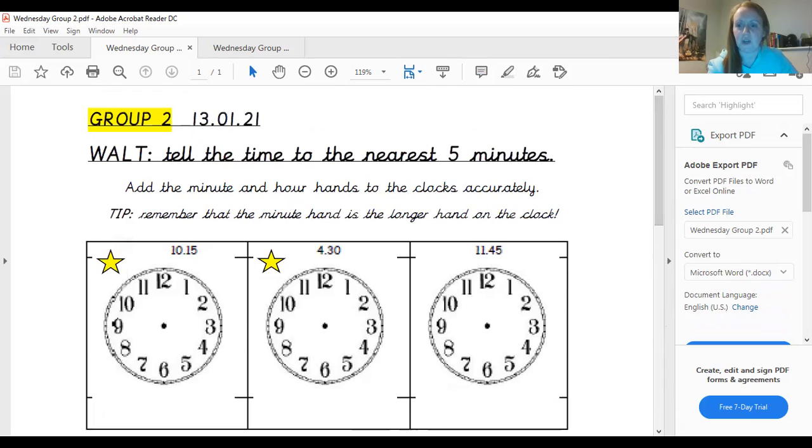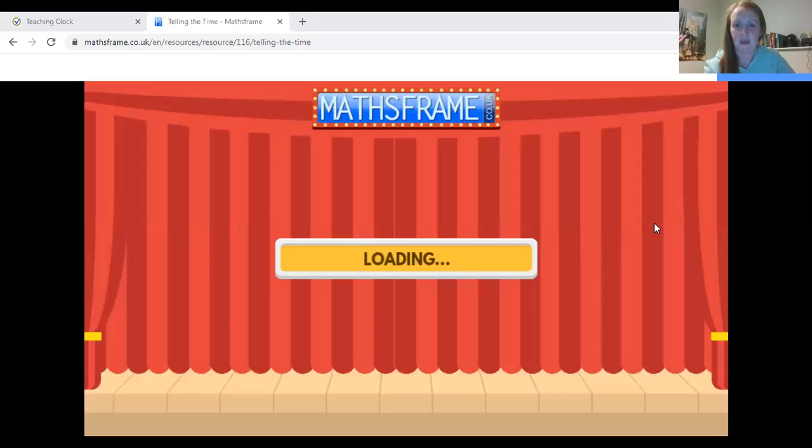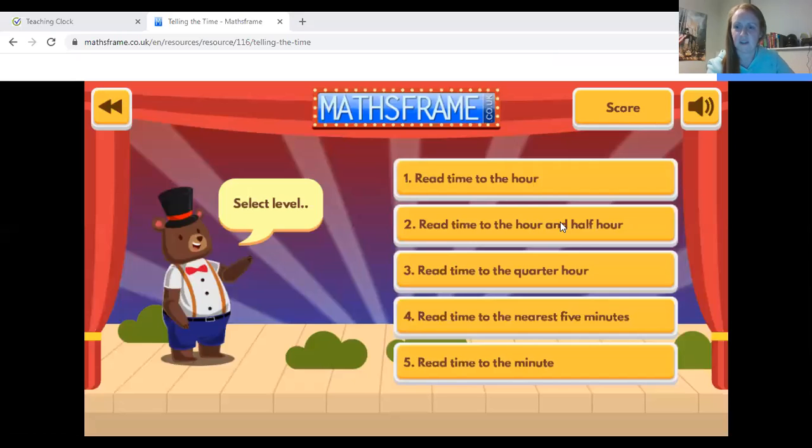we have also put a link on for you. See if I can get that up for you as well to show you. For this game here on Maths Frame. So it is just loading at the minute. So hopefully it will come up in a second. Just give it a minute. Doesn't seem to be working. Let me see if I can make it work. Yeah, I think I seem to have got it up there.